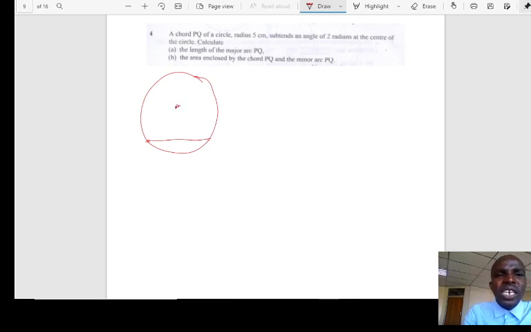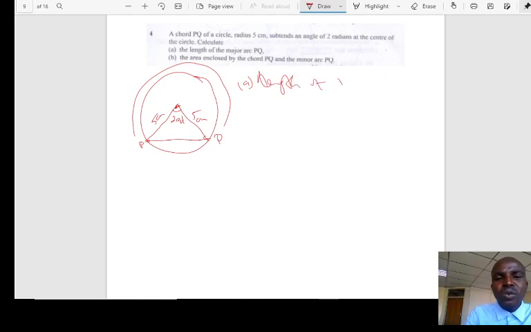Now we have our center here, center O. So a chord PQ of a circle of radius 5 centimeters. So this radius is 5 centimeters. Let me join this side also. This one is also 5 centimeters. Then it subtends an angle of 2 radians, so this one is 2 rad at the center of the circle. Then calculate the length of the major arc PQ. Major arc is this one. So this point is P, this one is Q. So that's the major arc PQ. So we say the length of arc PQ is equal to r theta.